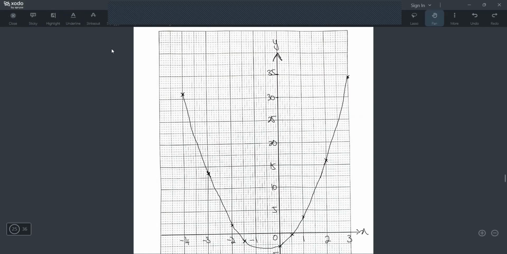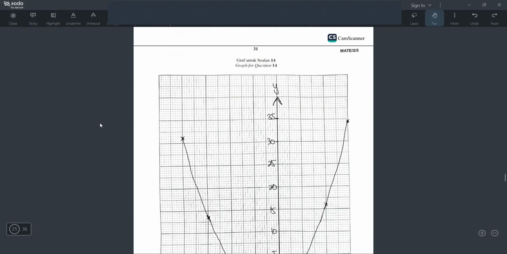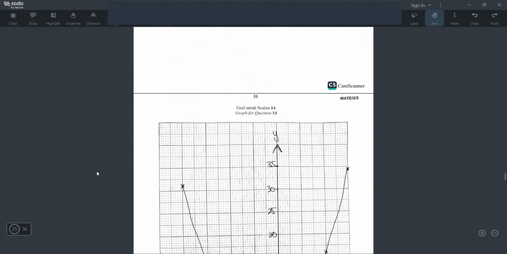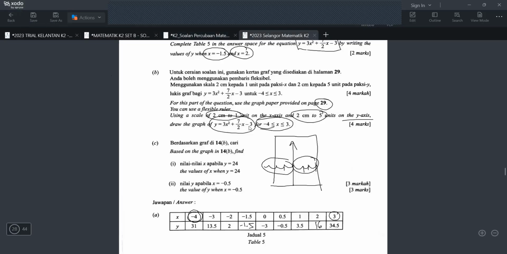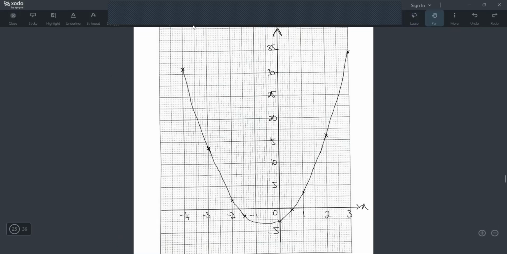Okay, let's write down the equation. Oh, remember when we are doing this chapter, after we draw graph, we have to write the equation of the graph. So I forget the equation. Let's go and think about it. Y equals 3x squared plus 7 over 2x minus 3. So let's write down y equals 3x squared plus 7 over 2x minus 3, right? So that should be the equation of the curve.